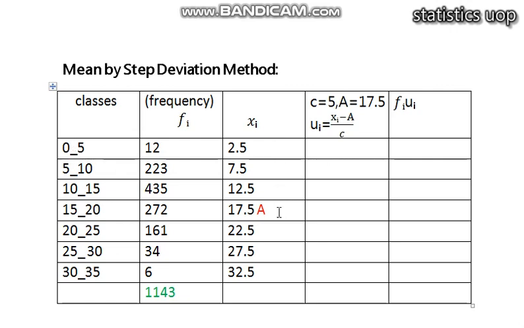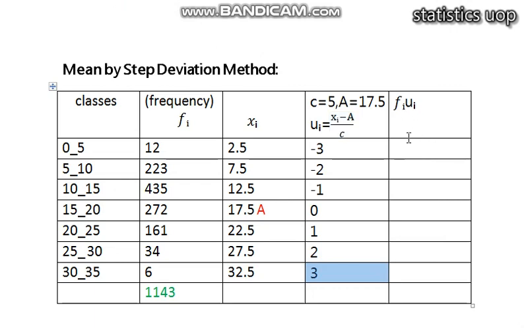So here I assumed that 17.5 is my assumed mean. So in front of this a, I write 0, and in this method, we subtract 1 from this 0, and again subtract 1 from this minus 1, we get minus 2, again minus 2 minus 1, minus 3. And here we add 1 to this 0, we get 1, again 1 plus 1 is 2, and 2 plus 1 is 3.